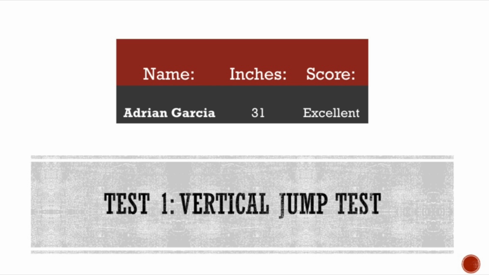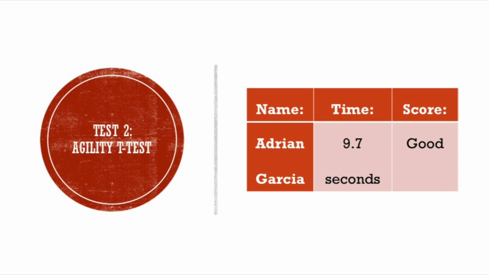The reason why I chose this test was to measure leg power, which in soccer players is a need, especially for their sport. The second test was the agility t-test, and as you can see, he scored good with 9.7 seconds. The reason why I chose the agility t-test was because it tests an individual's ability to move in all directions quickly, which is a combination of leg speed, leg power, and the agility of performance. And in soccer, you need to be able to move the ball very quickly and dodge an opponent.